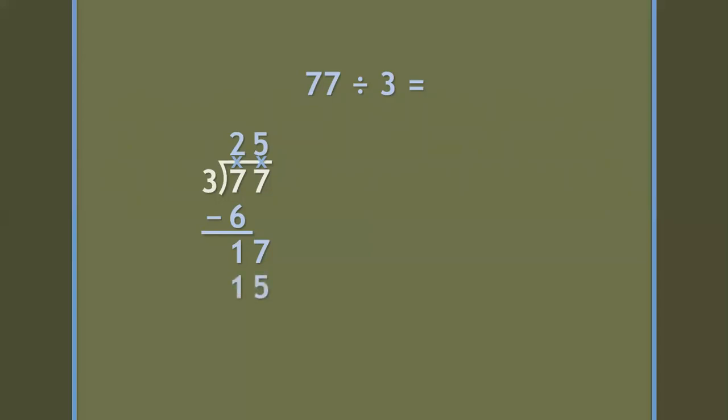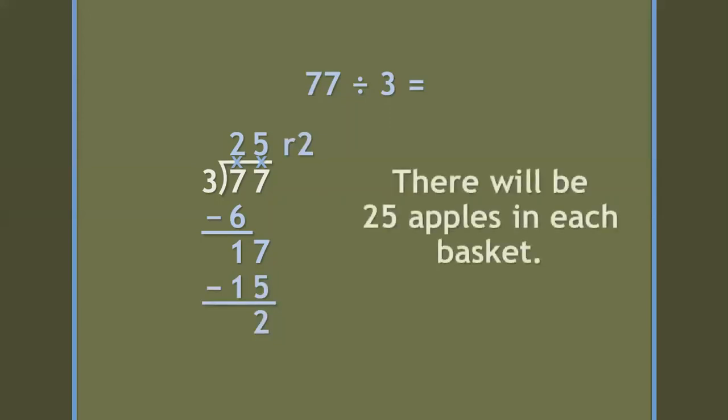And we're going to put 15 right there under 17. Then we're going to subtract, and we're going to get our 2. And 2 is then going to become our remainder. So we know now that of our 77 apples, we can put 25 in each basket. And so I have 3 baskets of 25. And we're going to have 2 apples remaining. So here's our answer. There will be 25 apples in each basket.